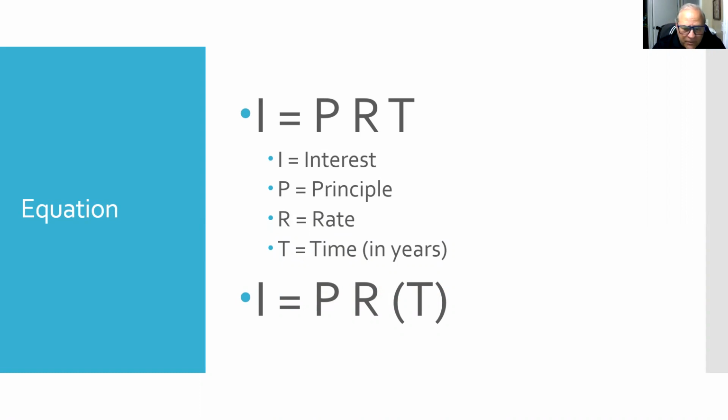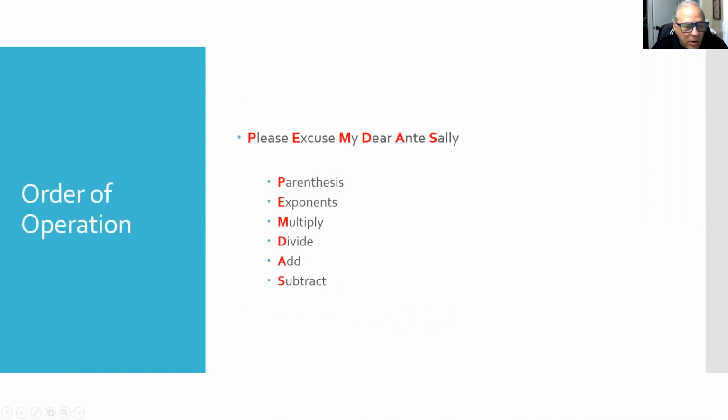is very simple. If we go back to what we call the order of operations: Please excuse my dear Aunt Sally. I hope you've all heard this, but this is a mnemonic that we use to talk about the order of mathematical operations. P, please, means parentheses are done first. E stands for exponents, second. Then we multiply, then we divide, then we add, and we subtract.